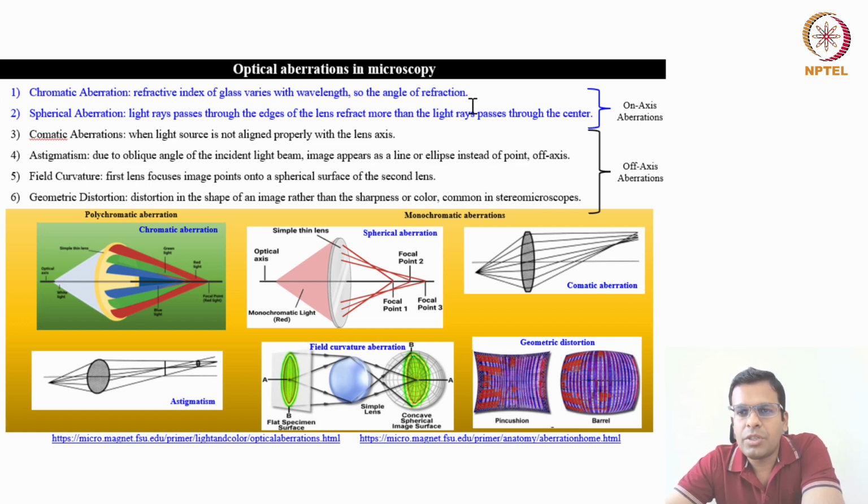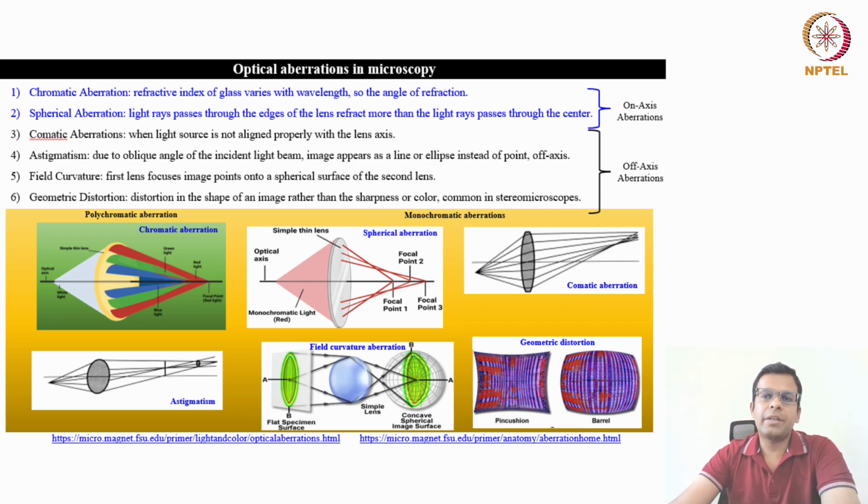And these two aberrations, which are in blue fonts, are known as on-axis aberrations, because the light source is very well aligned with the optical axis, but still these aberrations can take place. Whereas the rest of the four aberrations are known as off-axis aberrations, because the light source is not properly aligned, and because of that those aberrations take place, and that's why they are known as off-axis aberrations.